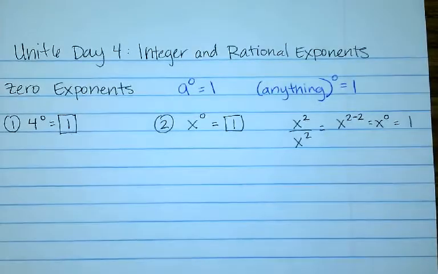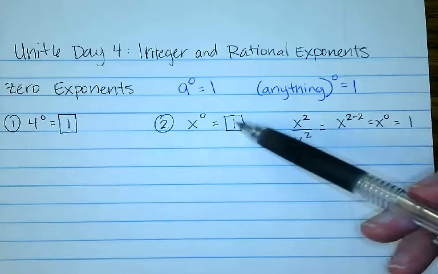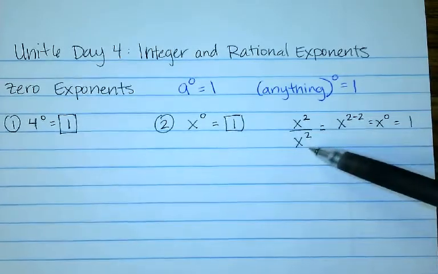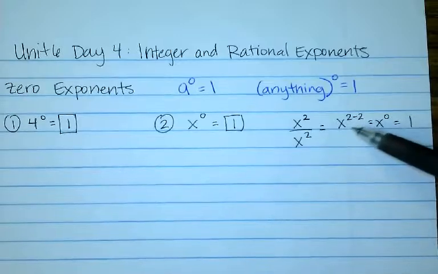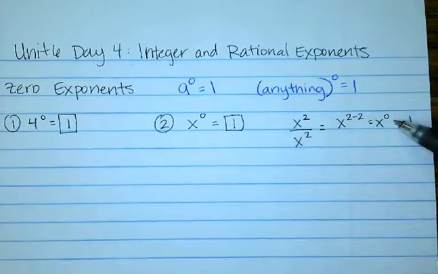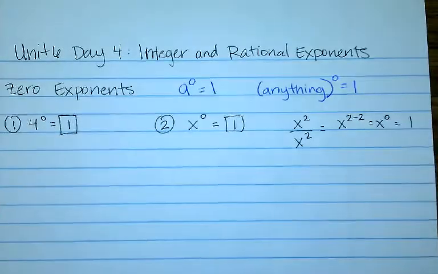So guys, this helps us see the reason why anything to the 0 power is equal to 1, because anything over itself is 1. If we follow those quotient power rules, 2 minus 2 is 0. So it proves itself there that it's going to be equal to 1. All right? So then I want to do a couple more examples here.